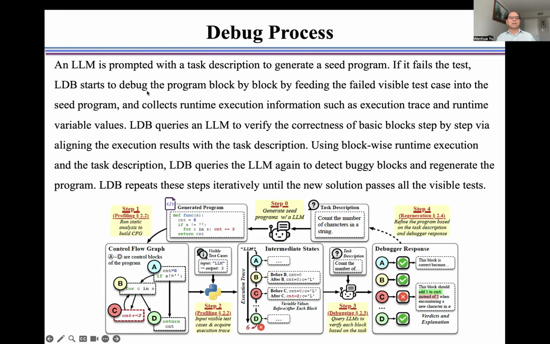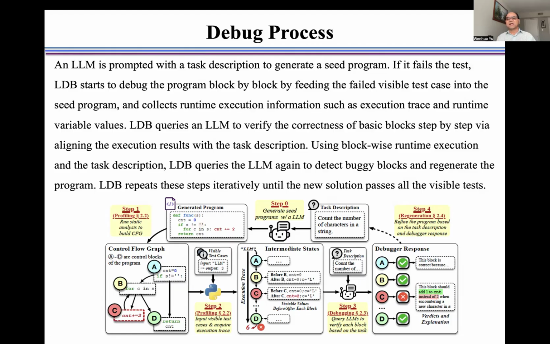A large language model is prompted with a task description to generate a seed program. If it fails the test, LDB starts to debug the program block by block by feeding the failed visible test case into the seed program, and collects runtime execution information such as execution trees and runtime variable values. LDB queries a large language model to verify the correctness of basic blocks step by step via aligning the execution results with the task description.